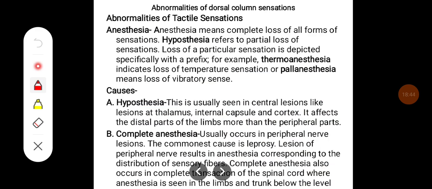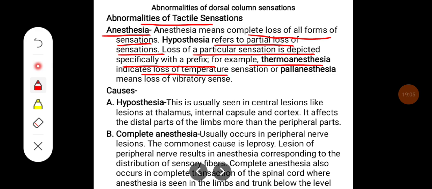Some of the abnormalities of dorsal column sensation. Abnormalities of tactile sensation. Anesthesia means complete loss of all forms of sensation. Hypoesthesia refers to the partial loss of sensation. Loss of a particular sensation is depicted specifically with a prefix. For example, thermoanesthesia indicates loss of temperature sensation, or pallanesthesia means loss of vibratory sense.